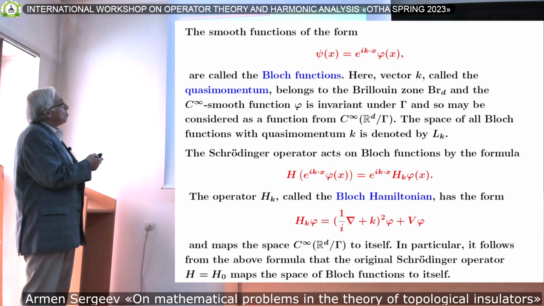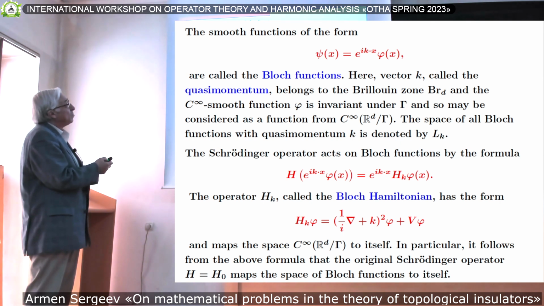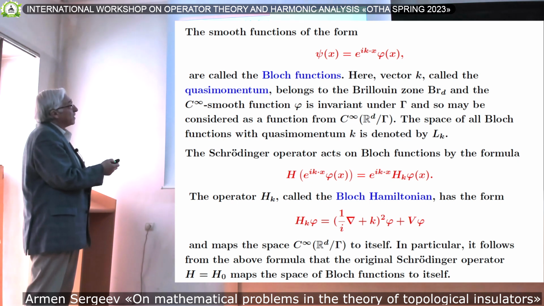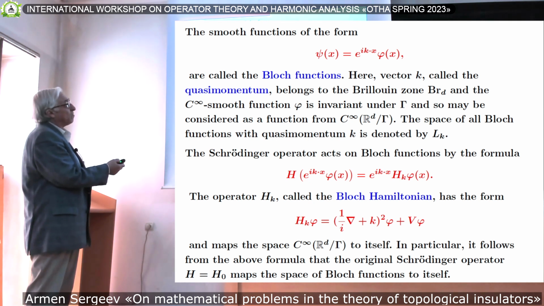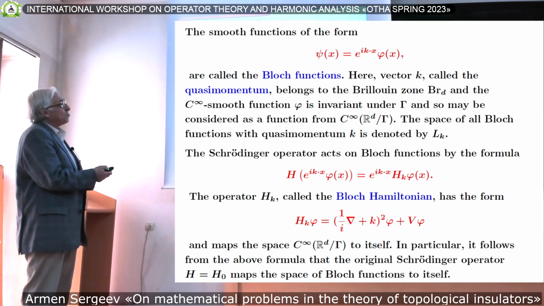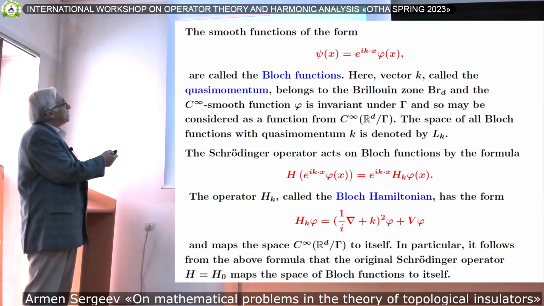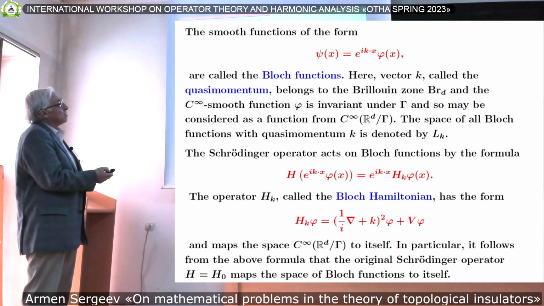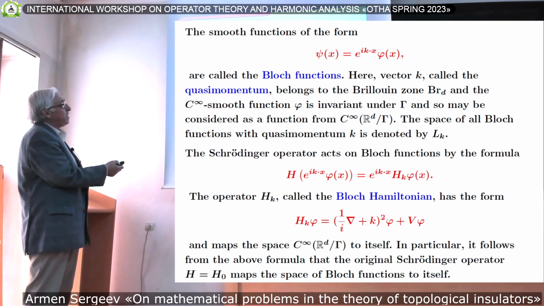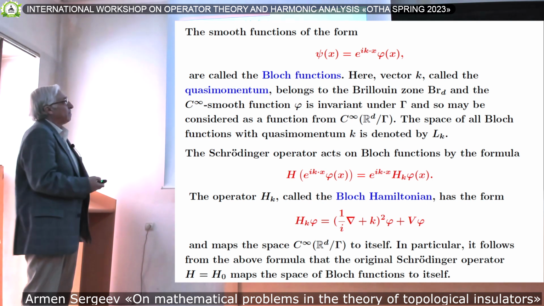The next very important notion is what is called Bloch functions. These are smooth functions of the following type. Here we have again this exponential and phi of x, where phi of x is a C infinity smooth function invariant under gamma, so we may consider it as a function from C infinity on this torus. The space of all Bloch functions with quasi-momentum k, this k is called quasi-momentum, is an important notion. The space of all Bloch functions with quasi-momentum k is denoted by L_k.